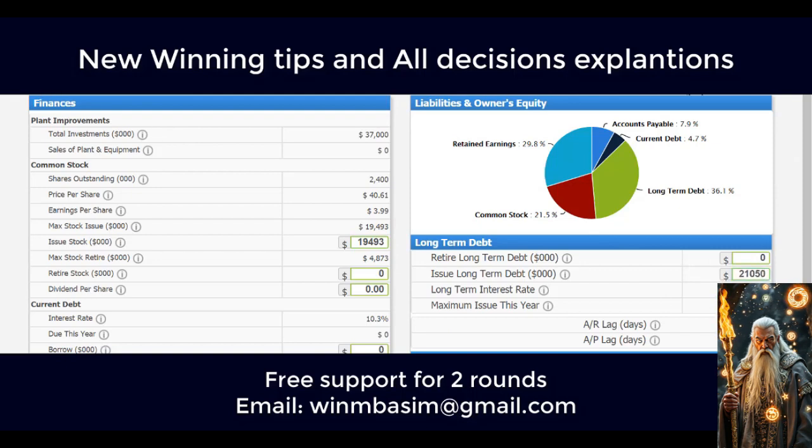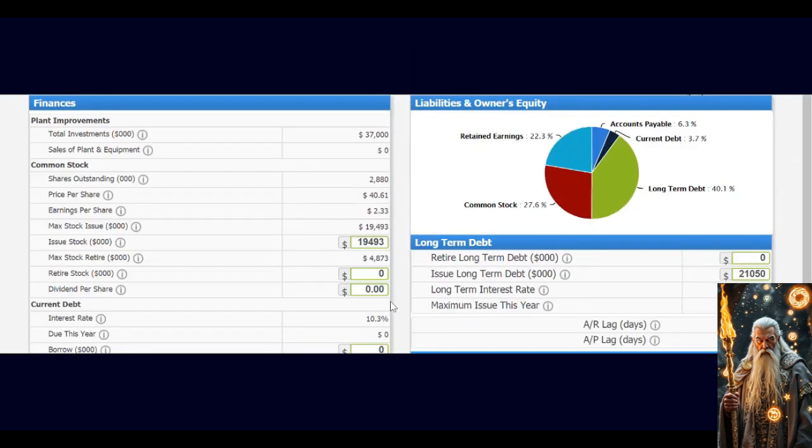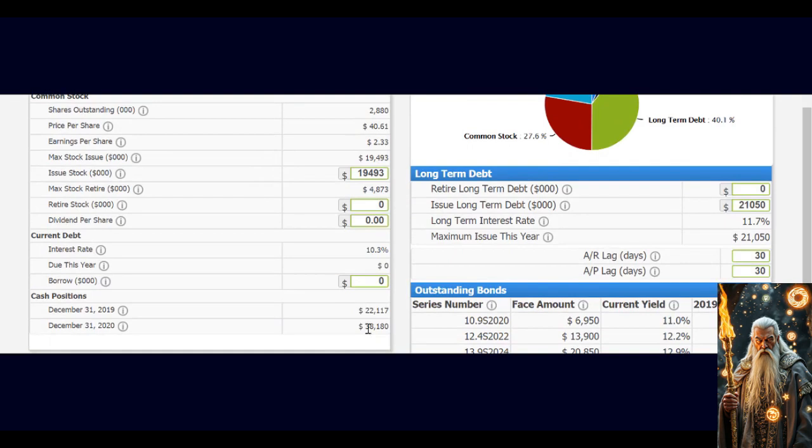Accounts payable and receivable. Keep AP/AR settings unchanged in Round 2. These are best adjusted in later rounds for cash flow advantages once your operations stabilize. Avoid issuing short-term debt if possible, it adds financial risk.